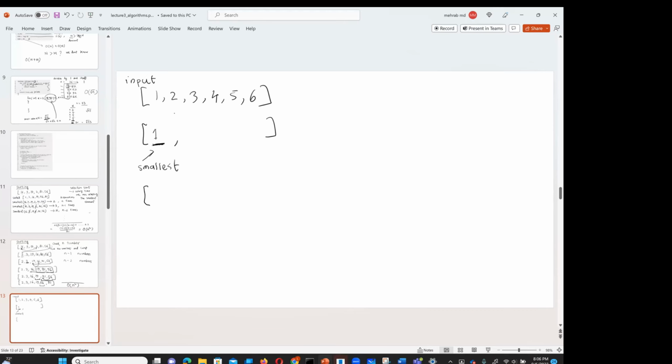Next time, my target is to fill up this location with the second smallest. So what do I do? This time I check how many numbers? So to put 1 here, how many checks do I have to do? 6 checks, right?